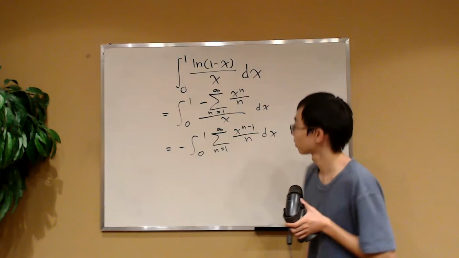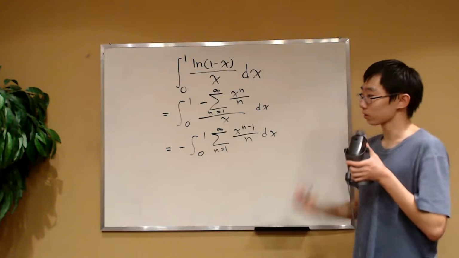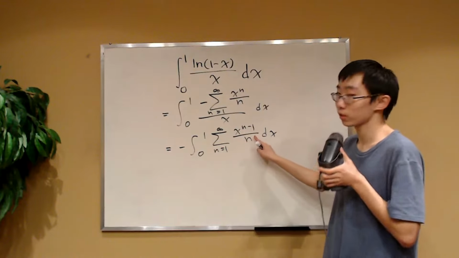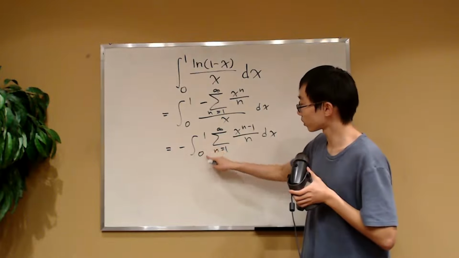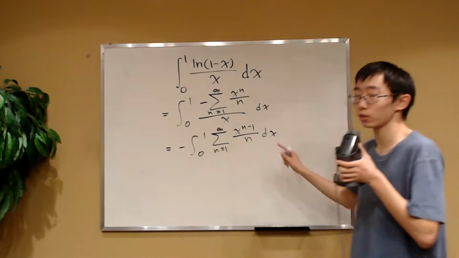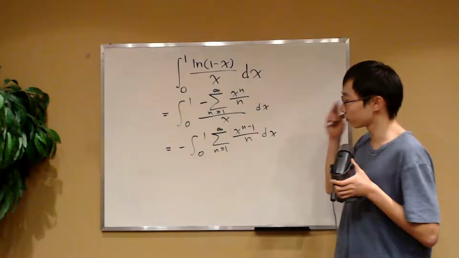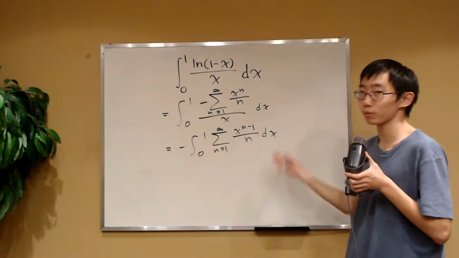Now, consider this. The summation of this expression converges, right? It's not going to be infinite. And the integral from 0 to 1 of this expression is obviously not going to be, well, we can see that it's not going to be infinite. It's going to be some finite value.